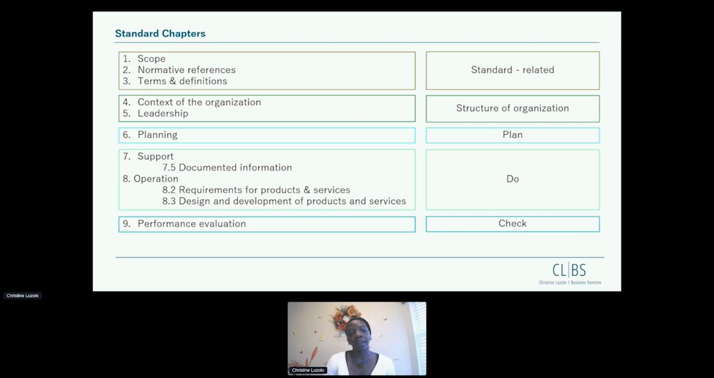Then chapter 9, performance evaluation. Are the results that we have been developing in chapters 7 and 8, do they support our company goals? Are we still on track with reaching our company goals? Is our performance the way we wanted it to be? This all takes place in chapter 9.